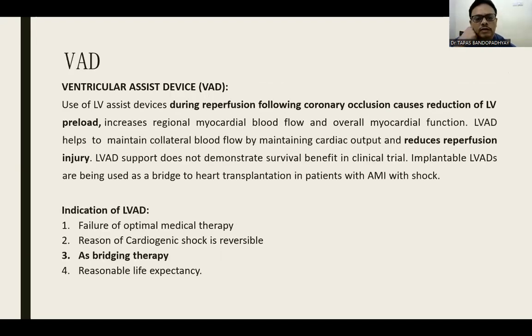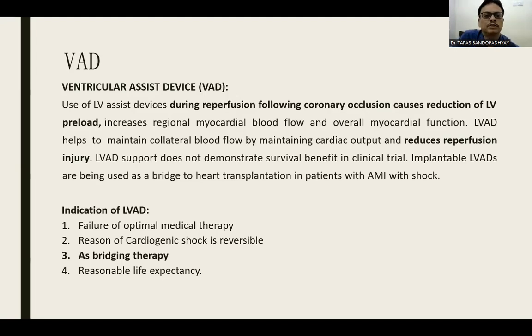Then comes the ventricular assist device. Use of an LV assist device during reperfusion following coronary occlusion causes reduction of the LV preload, increased regional myocardial flow, and improved overall myocardial function. LVAD helps to maintain collateral blood flow by maintaining the cardiac output and reduces reperfusion injury. The indications are failure of optimal medical therapy, a reversible cause of cardiogenic shock, use as a bridge to therapy, as I've already mentioned, and the patient has a reasonable life expectancy.